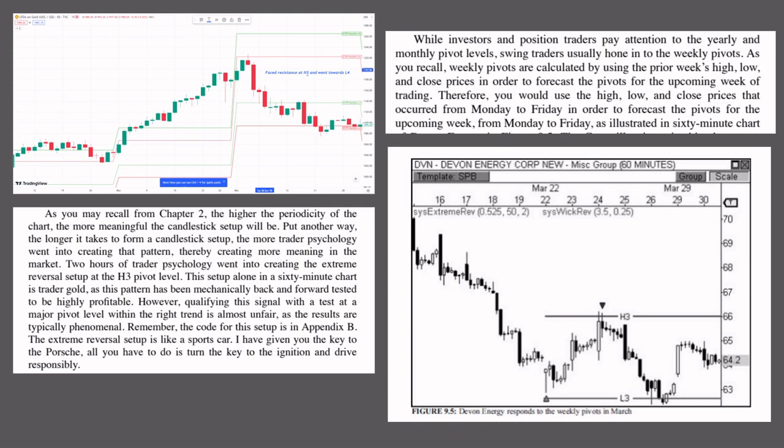Okay, so if the pivot range is wide, then that means we are expecting the price to trade within the range. In the same way here, based on the wick reversal setup that happened at L3, the market started moving towards H3. Then, based on the extreme reversal setup formed at H3, the price started moving down again, back to L3.